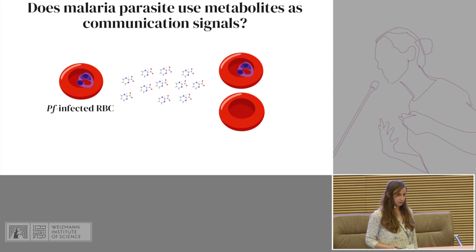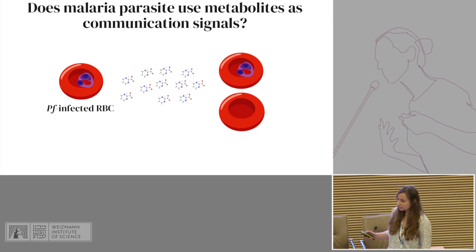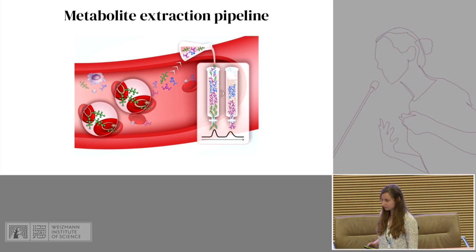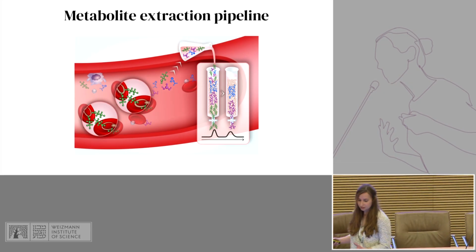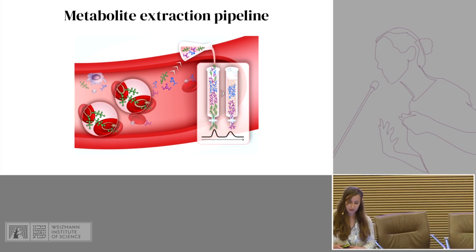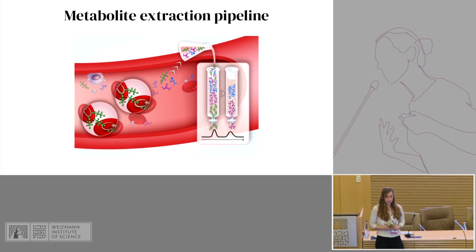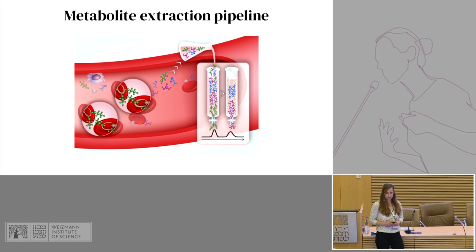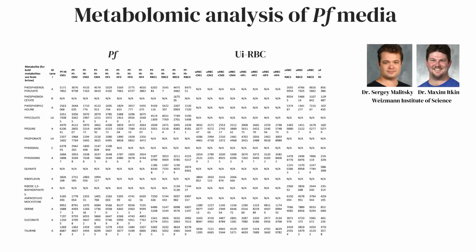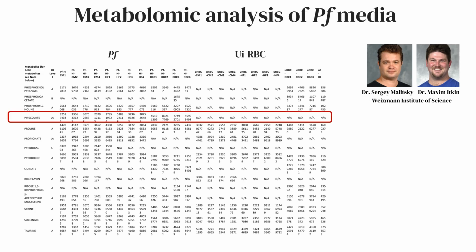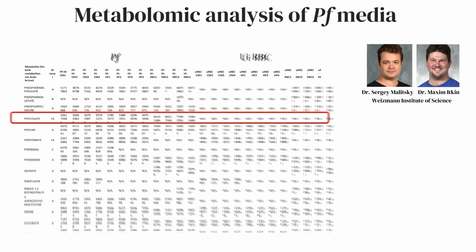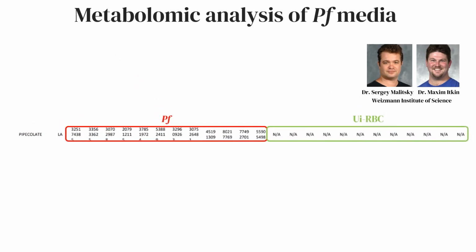In order to answer this question, we needed to establish a complex pipeline. Briefly, we collect media from the parasite, pass it through several separation steps, and eventually send it to metabolomic analysis. From the metabolomic analysis, we got a lengthy list of molecules, but one molecule drew our attention. It was pipecolic acid. It drew our attention because it was highly abundant in the parasitic culture, and it was absent in the control, the uninfected red blood cells.